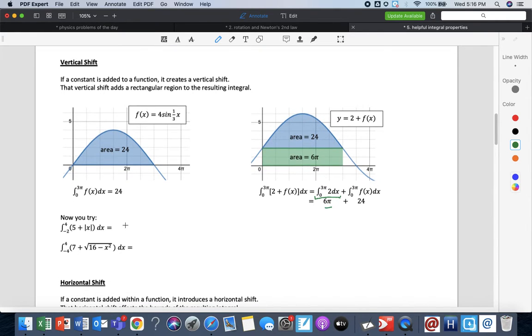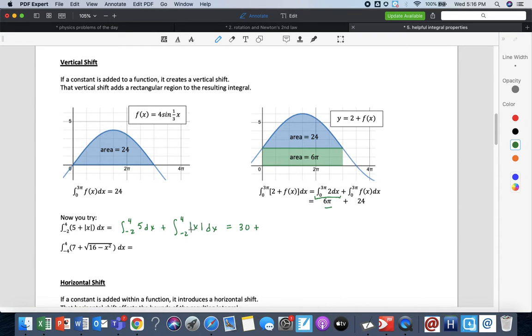So let's try that idea over here. Again, you can pause the video. I'm going to go ahead, though, and present the solution. I'm going to split this into two integrals. So here, I'm going to get 5. And then in the other integral, I'm going to get the absolute value of x. And now I'm going to do each of these geometrically. This part is a rectangle with a length of 6 and a height of 5. That's an area of 30.